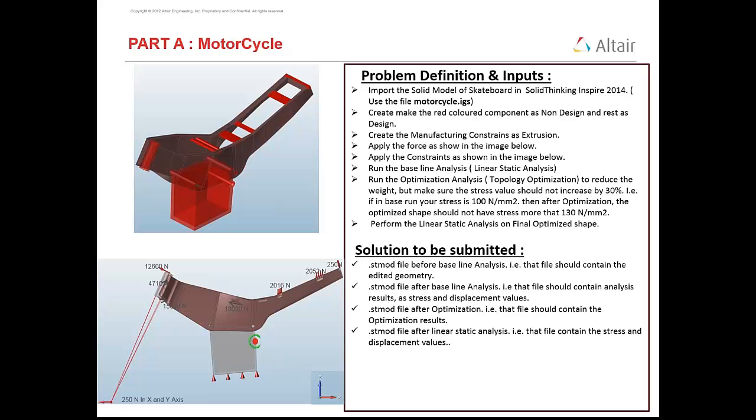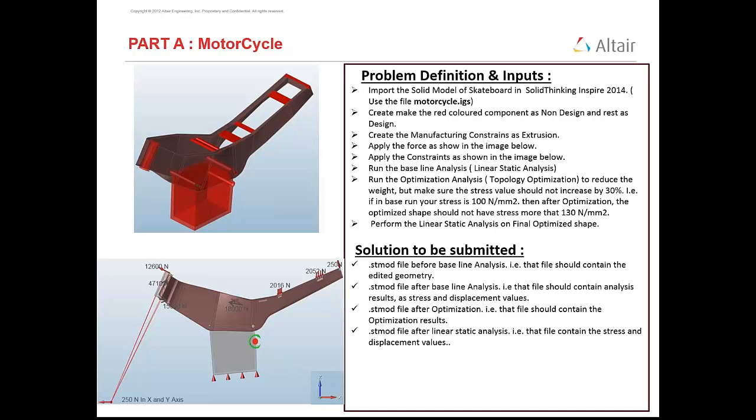Then make the red color component as non-design and the rest as design. That also you don't have to do. I have done that, and you can directly open a model which will have a design and non-design component. Then create a manufacturing constraint as extrusion. Apply the forces as shown in the image below. Apply the constraint as shown in the image below.